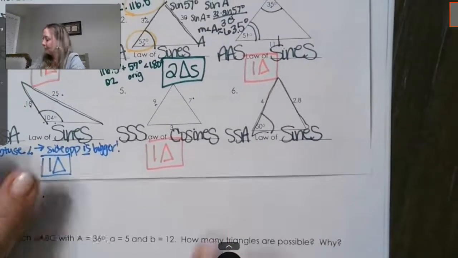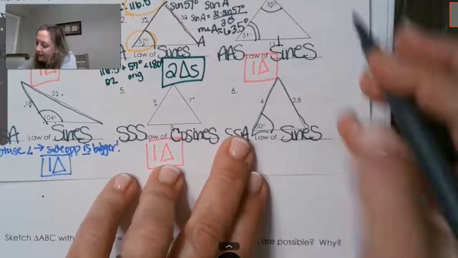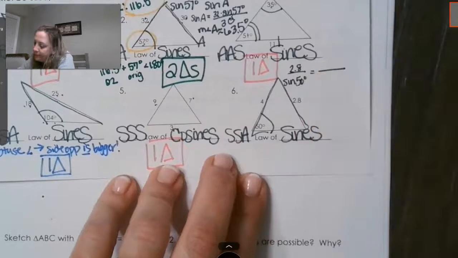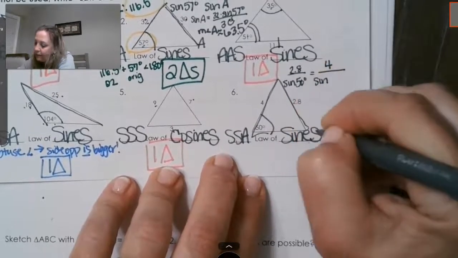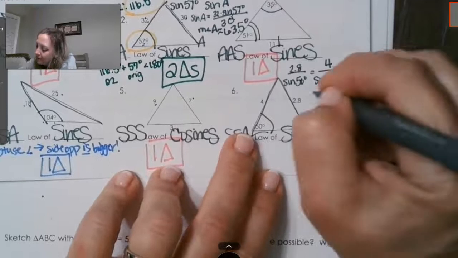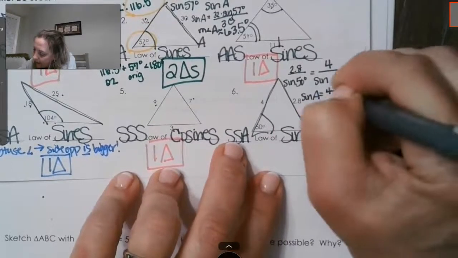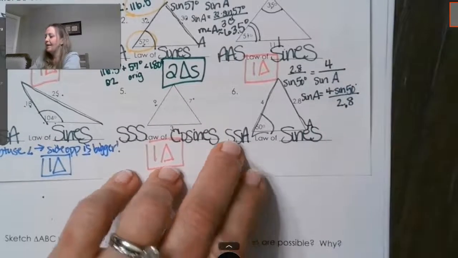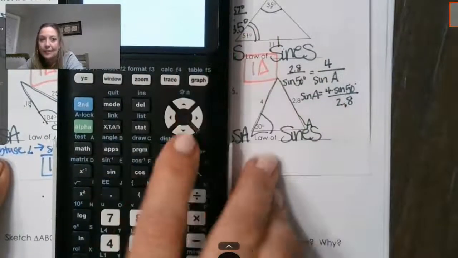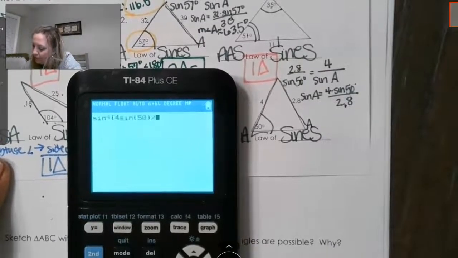Example 6 was SSA though, so we should set this up. So what we could do is we could take, here's our ratio that we can set up, 2.8 over the sine of 50 degrees equals 4 over the sine of whatever this is. I'm going to be really creative and call it A again. Okay. All right. So we can cross multiply. We get that the sine of A would be 4 times the sine of 50 over 2.8. Now, to find angle A, we want to get rid of the sine, so we'd have to find the inverse sine, right? So let's take the inverse sine of 4 times the sine of 50 over 2.8.